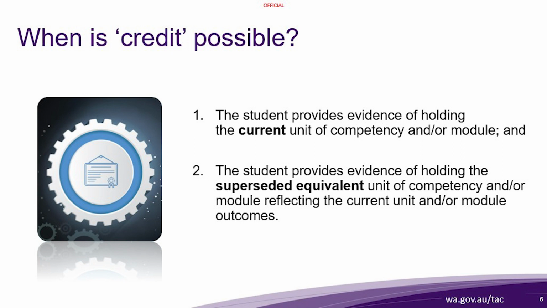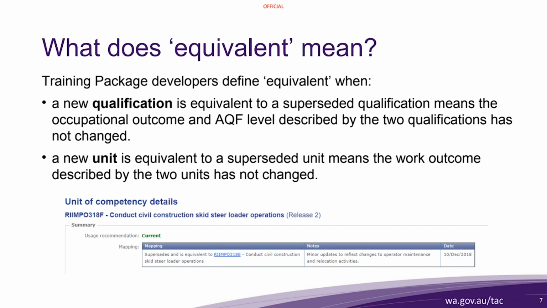And this takes us back to the training package products policy. That is the document that is used by training package developers to develop competency standards and training products. And fundamentally, what it says within the framework of the current version of the training package products policy is that the training package developers must declare a former version of a qualification equivalent to a new version of the qualification if the occupational outcomes and AQF level described by the two qualifications haven't changed.